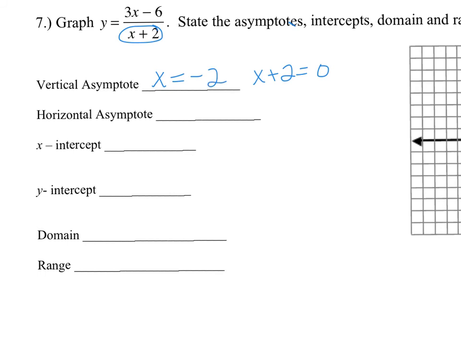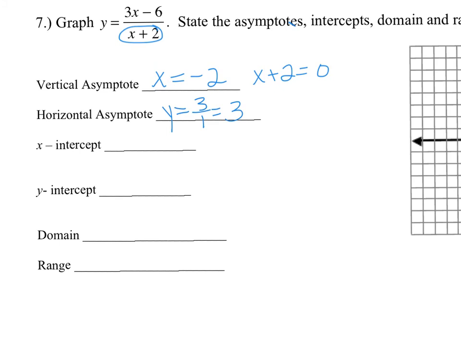The horizontal asymptote is found by taking the coefficients of your x. So in the numerator it's 3, in the denominator it's 1, and dividing them, you get y equals 3 divided by 1, which is just 3.